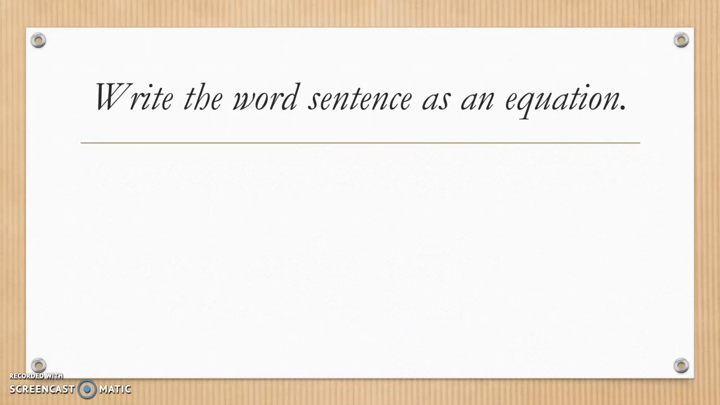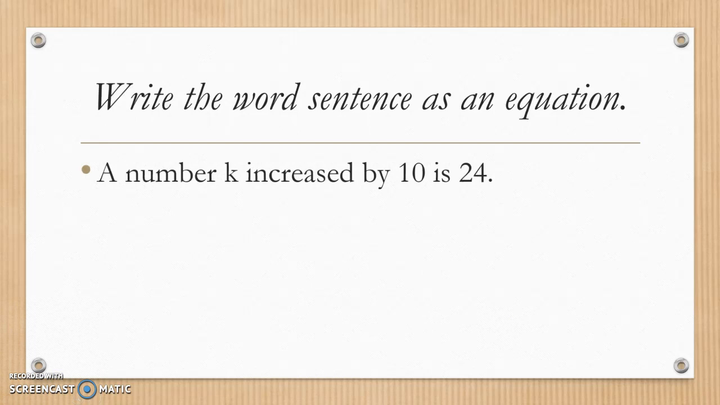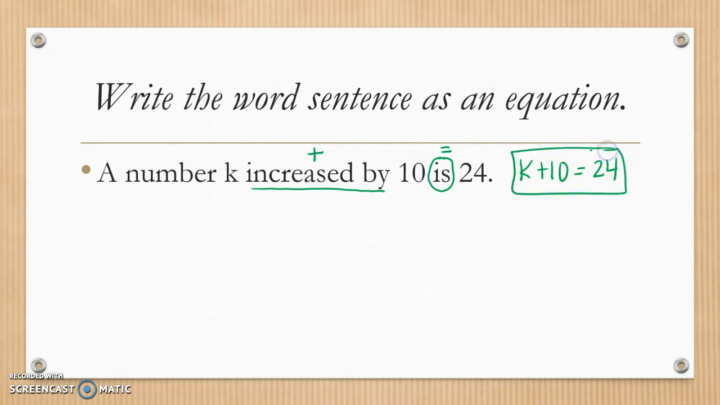Okay, we're going to keep going with these word sentences and writing them as equations. So our first one here, a number k increased by 10 is 24. Again, our first step is to find the word or phrase that tells us the operation. Here that is increased by, and increased by means addition. And then the word "is" is going to be our equals. So our variable k is increased by 10, so k plus 10 is equal to 24. And there's our problem there.